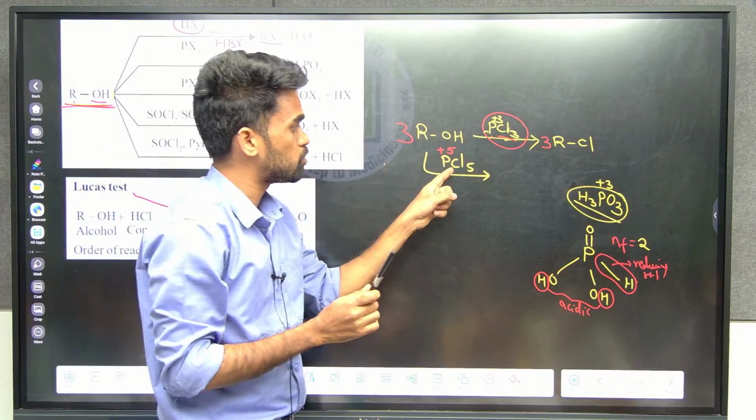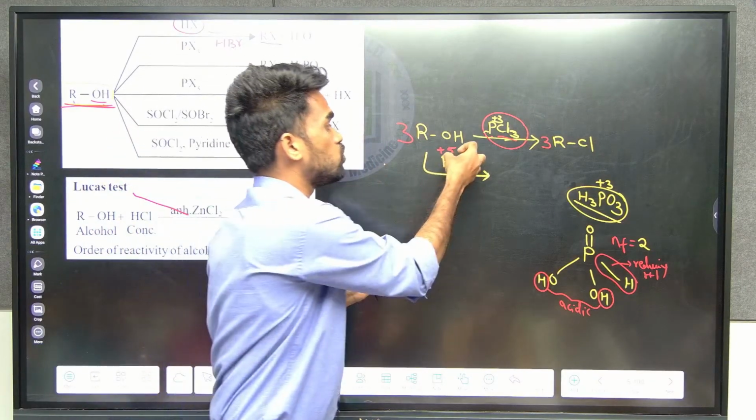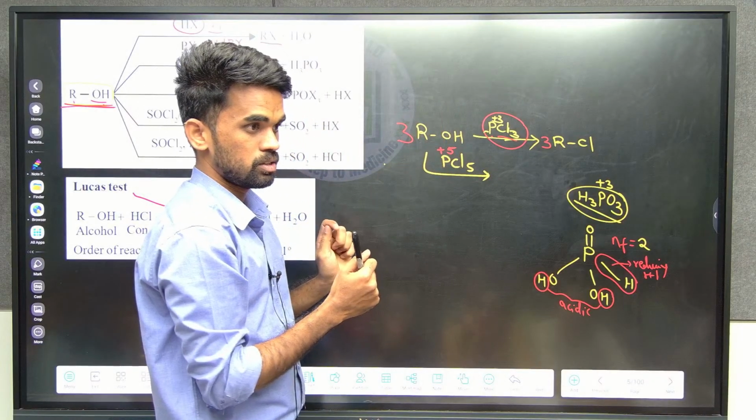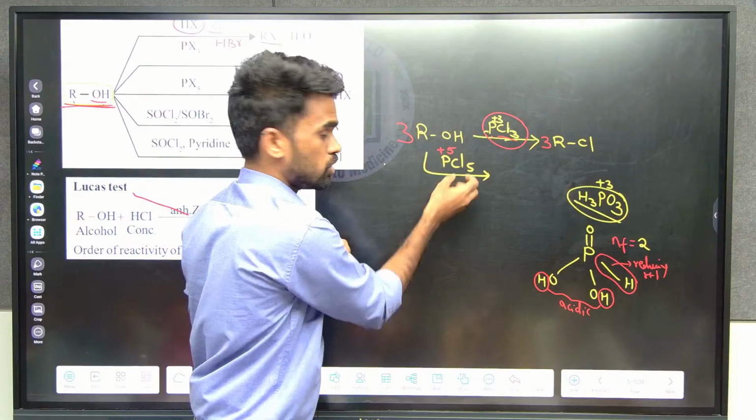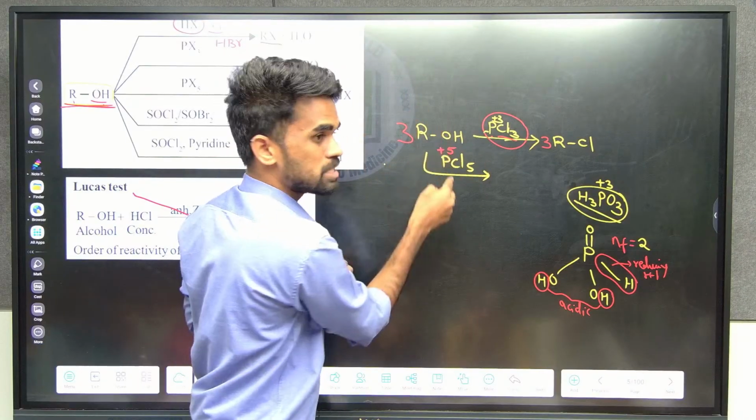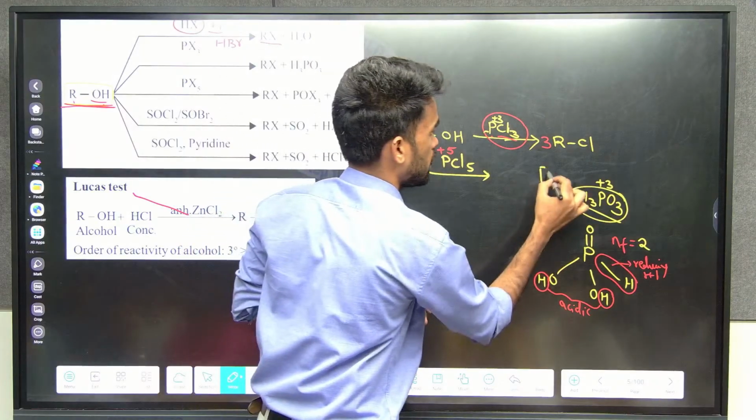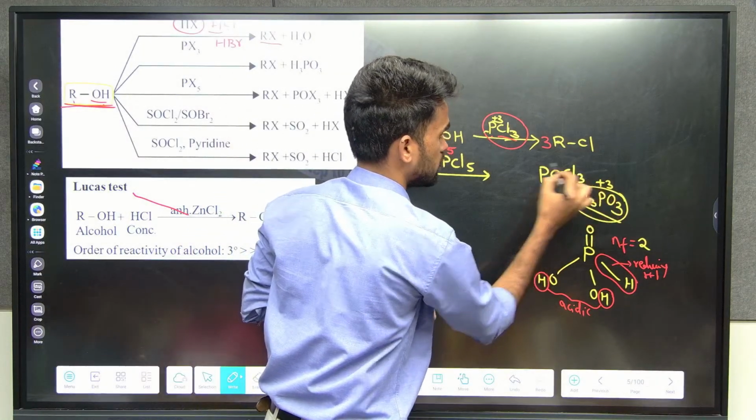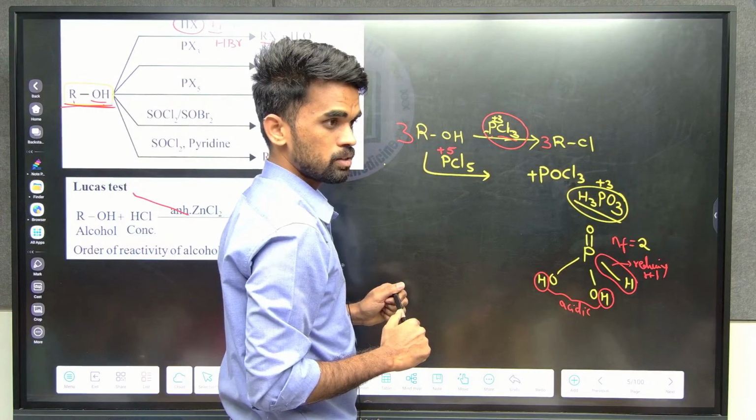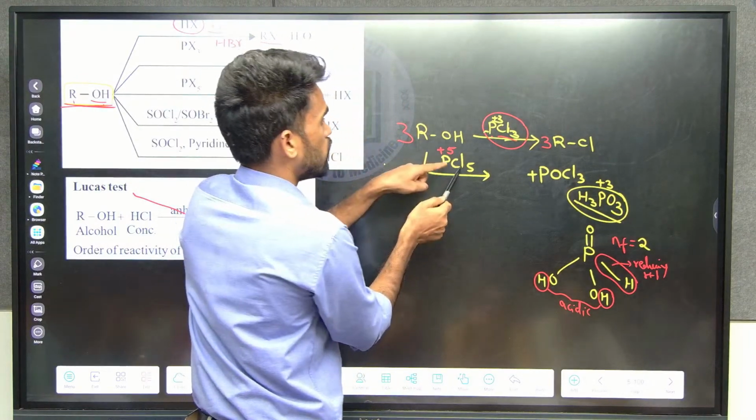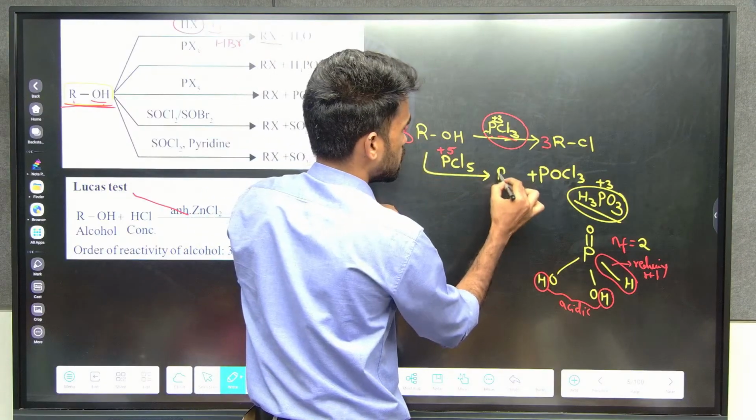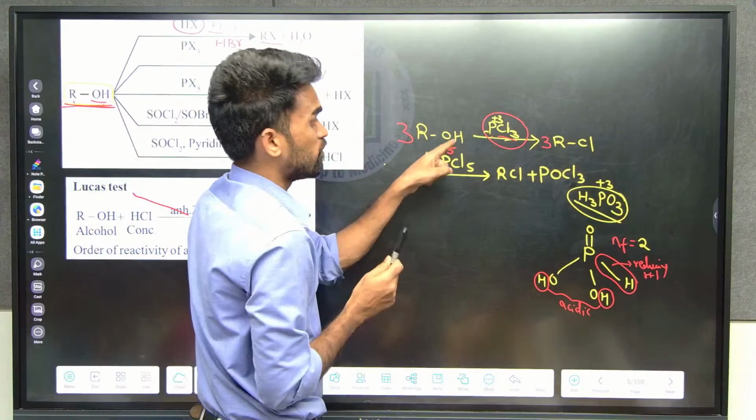Axial bonds are weaker than equatorial bonds. How many axial bonds are there? Remove the 2 chlorines, the axial ones, and give that oxygen to here. This gives POCl3. This is the byproduct. How many chlorines are you giving? 2 chlorines now. Give 1 chlorine to the alkyl group because oxygen is removed. RCl. And 1 hydrogen is there.